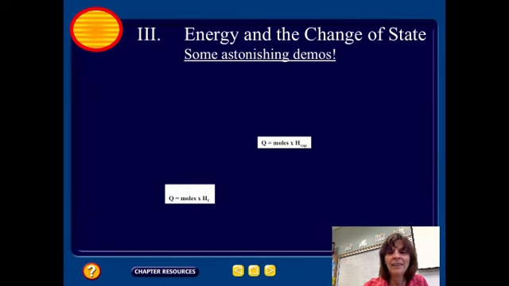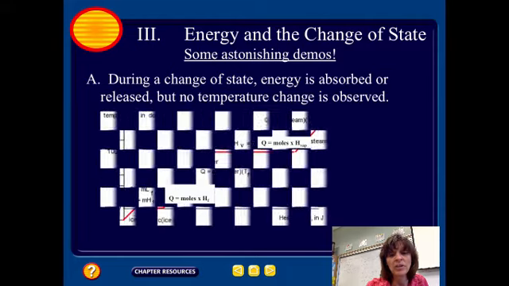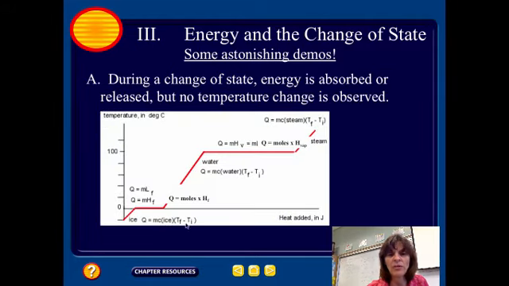All right. Next, let's talk about energy and the change of state. During a change of state, energy is absorbed or released, but no temperature change is observed. You saw with boiling water and with freezing ice, unless you have salt, that there is no more change once there's a change of state going on. So that would show up in a graph like this, if you have temperature versus amount of heat added.